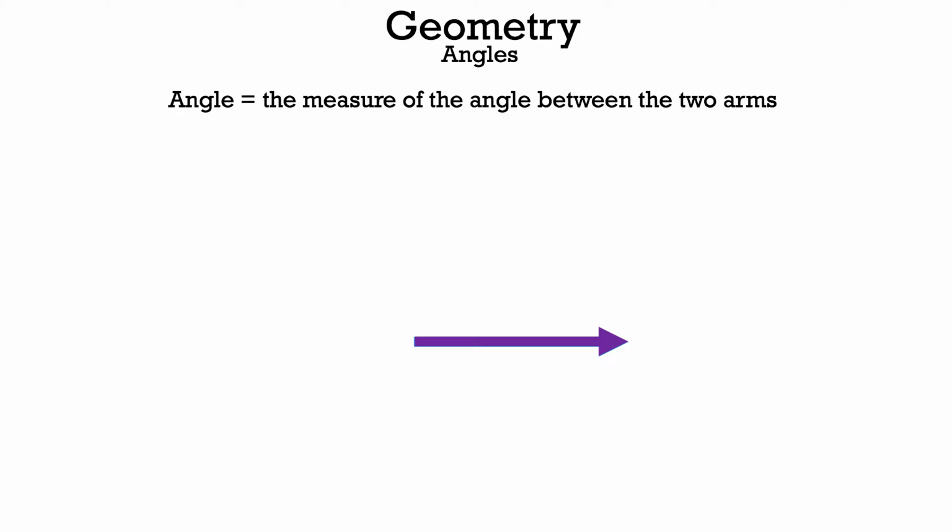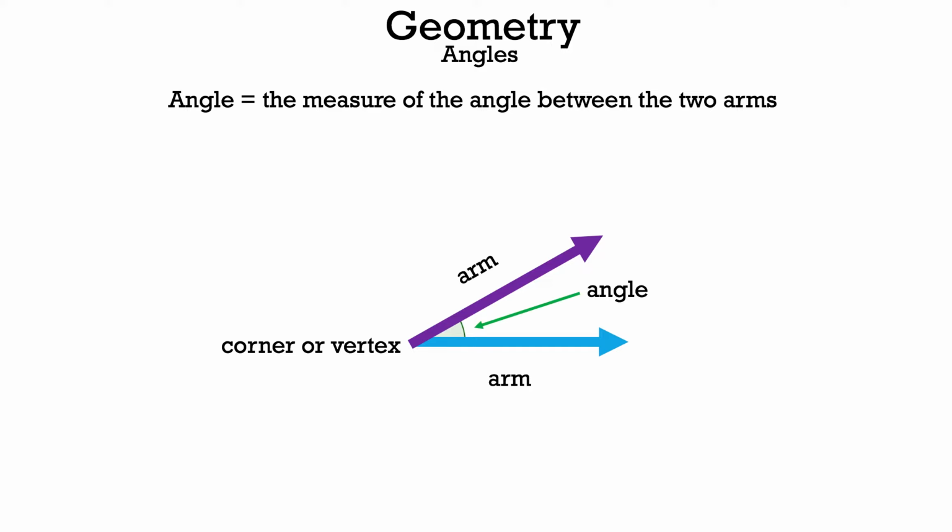So let's go ahead and talk about what an angle is. An angle is the measure of the angle between 2 arms. Now let's take a look at this. As you see, as it's opening up, you can see that little green section. Before we talk about that, the purple and the blue lines you see on the screen are called your arms, and the corner is called the corner, or you may hear the word vertex. And finally, the green section is called the angle. That is the measure between the 2 arms.